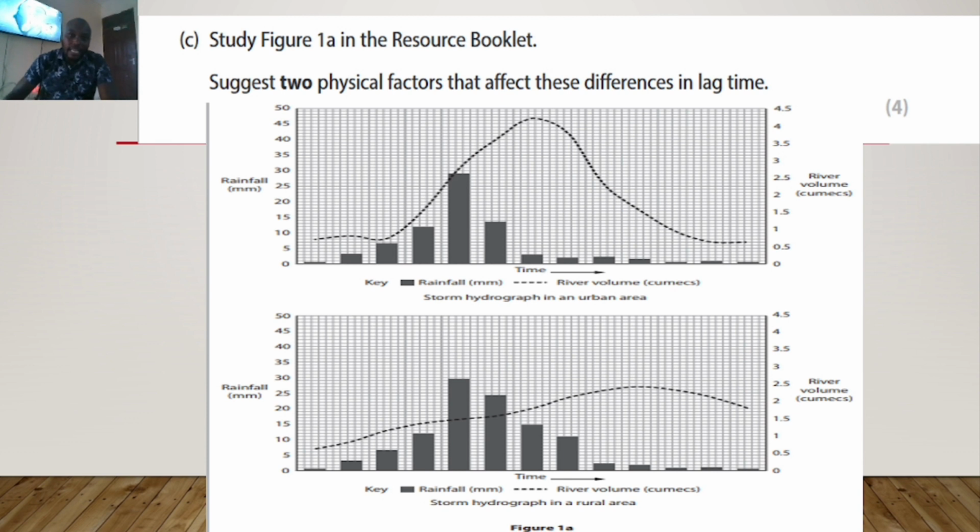It actually reduces that lag time, because it makes the water flow very fast to a river, and then the lag time will be reduced, and that can cause flooding. So that's a factor. We have impermeable pathways. This is one factor. But now we're talking about physical factors. So I hope you have an idea of what we want here.